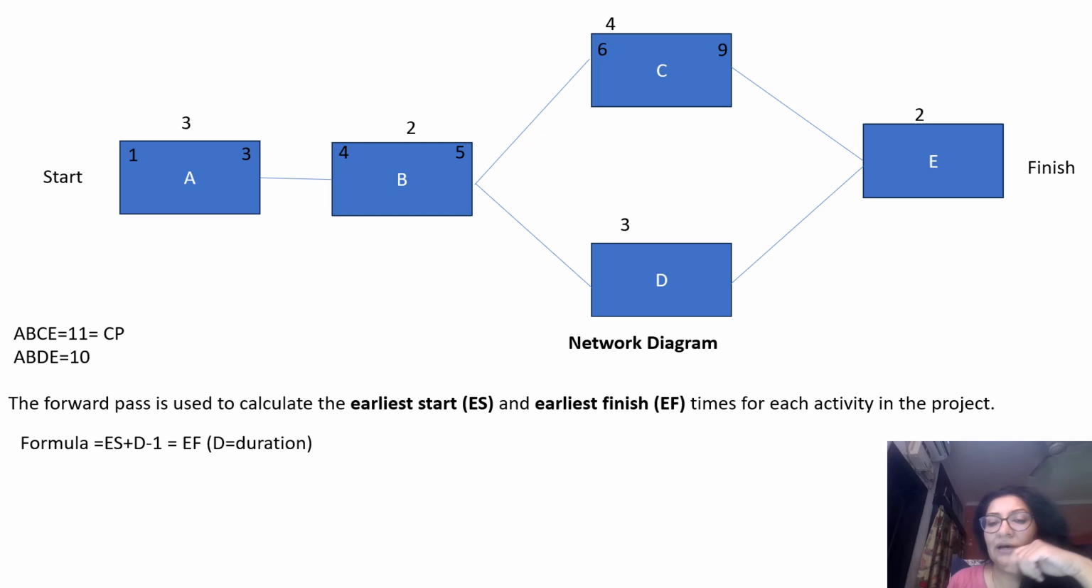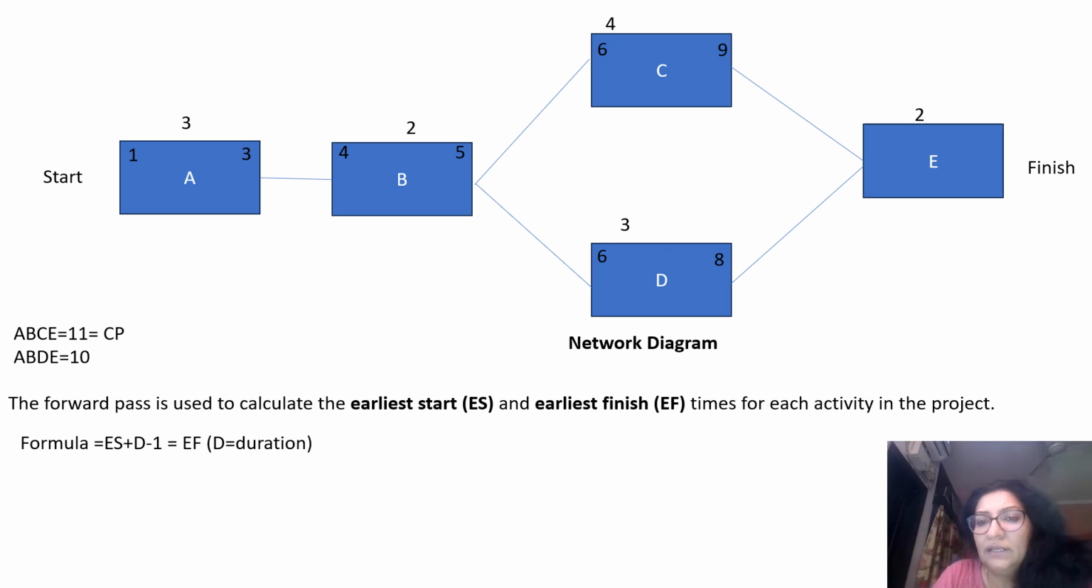Okay. Now come to activity D. It will start on day 6 and it will count 3 complete days: 6, 7, 8. You can go by the formula as well. So early start is 6 plus duration 3, 9 minus 1 is 8. So you have 8.